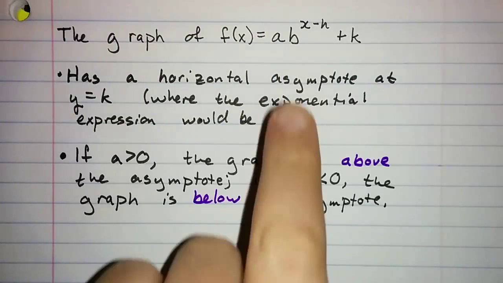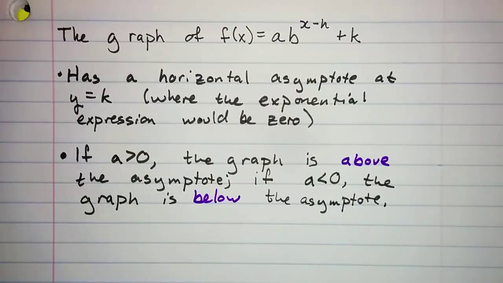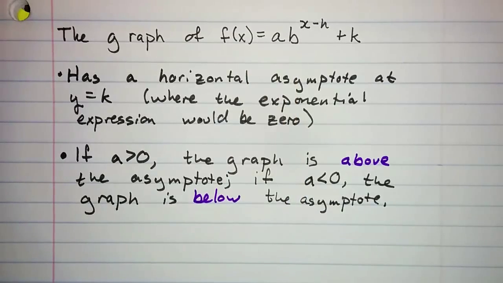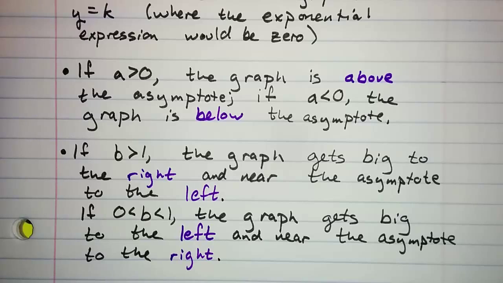If the coefficient is positive, including being just 1, the graph is going to live above the asymptote. If the coefficient is negative, including being just -1, so just a negative sign, the graph is going to live below the asymptote. If b is a big number, if it's more than 1, the graph gets big to the right and near the asymptote to the left. If b is between 0 and 1, the graph gets big to the left and near the asymptote to the right.